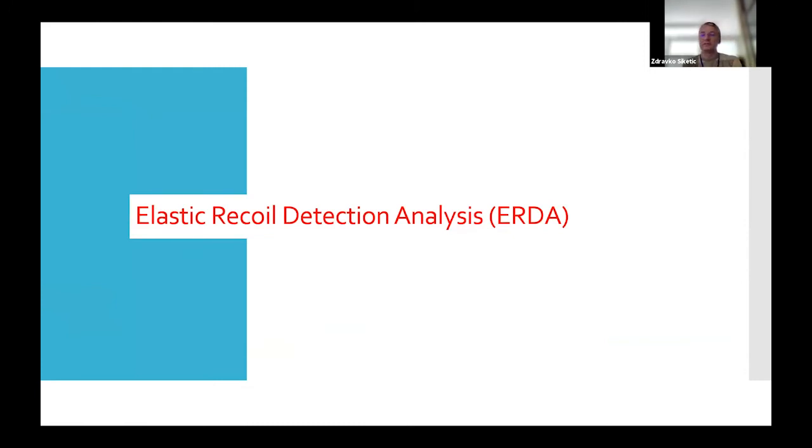So this was briefly what you can do using Rutherford backscattering, and just remember that this technique is used for the detection of heavy elements in a light matrix. But of course, we want to have a complete picture. We also want information about light elements like hydrogen or deuterium or helium. And for this, we are using elastic recoil detection analysis, or ERD.